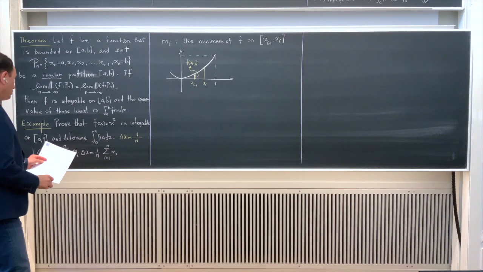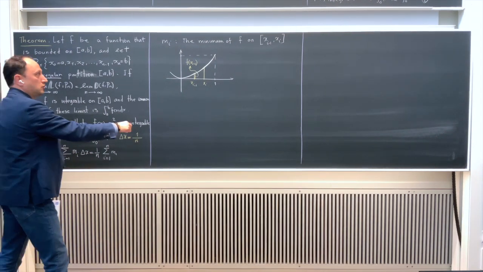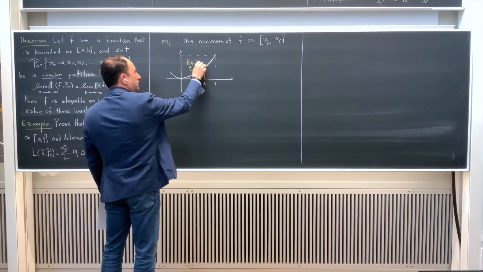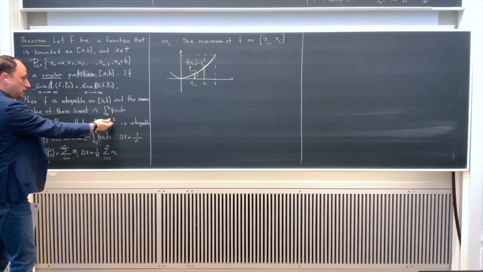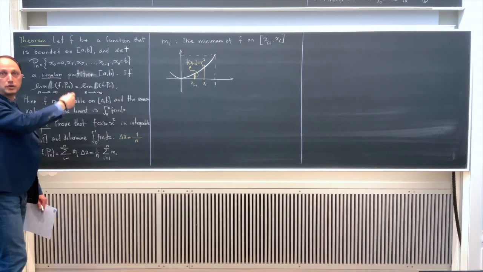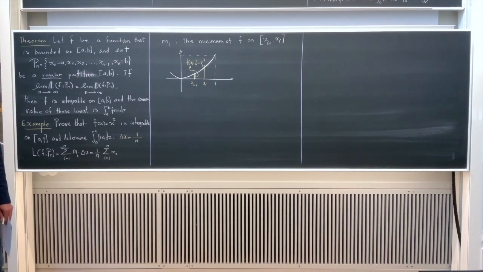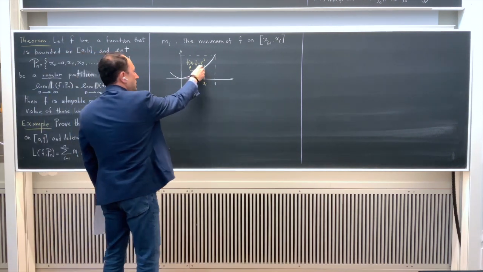But I know my function. My function is a squaring function. So what happens here? This is nothing except x_{i-1} squared, because f of x is x squared, so f of x_{i-1} is x_{i-1} squared. Happy? Okay. And now I want to talk a little bit about the x_i's.